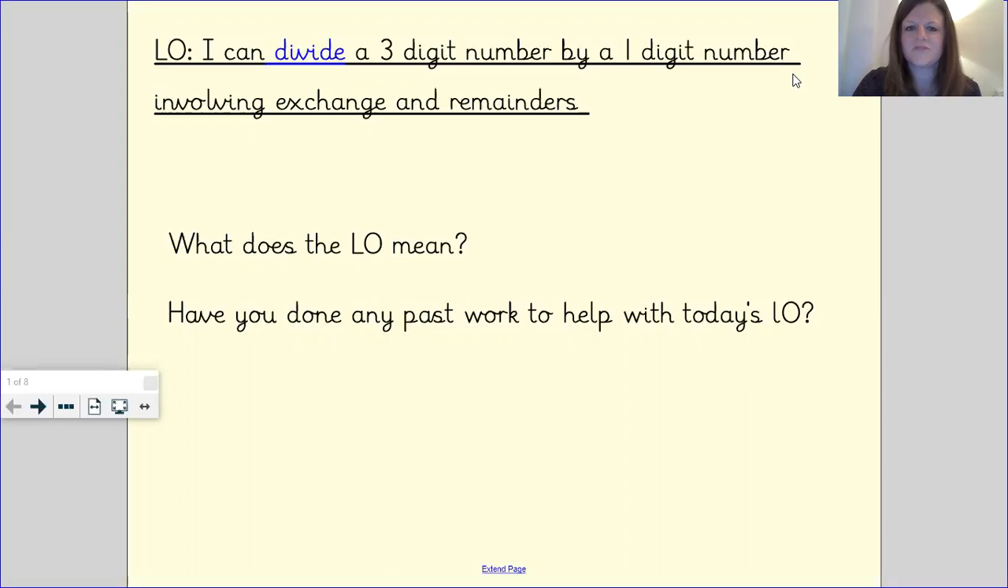Today's objective is: I can divide a 3-digit number by a 1-digit number that involves exchange and remainders. So we're putting all our learning back into practice, and it's what we did with dividing the 2-digit numbers. It's just that step further, the 3-digit number. We've done a lot of previous learning to help you achieve today's objective.